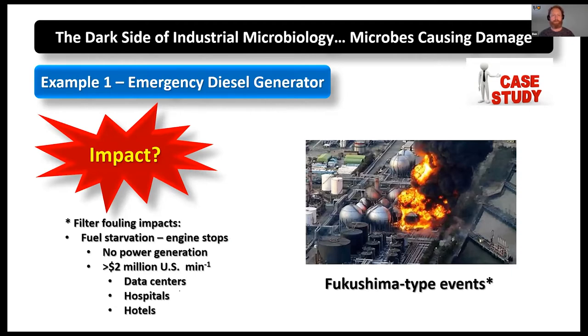In facilities like data centers, hospitals, hotels, it's estimated $2 million US per minute of emergency generator engines not operating. In nuclear power facilities, if you don't have an emergency generator operating when needed, you can have a Fukushima type event. Now, the Fukushima event occurred not because fuel wasn't making it to the generators. In that case, the generators were flooded, but the impact was the same. The failure of the emergency generator caused the meltdown in the reactor.